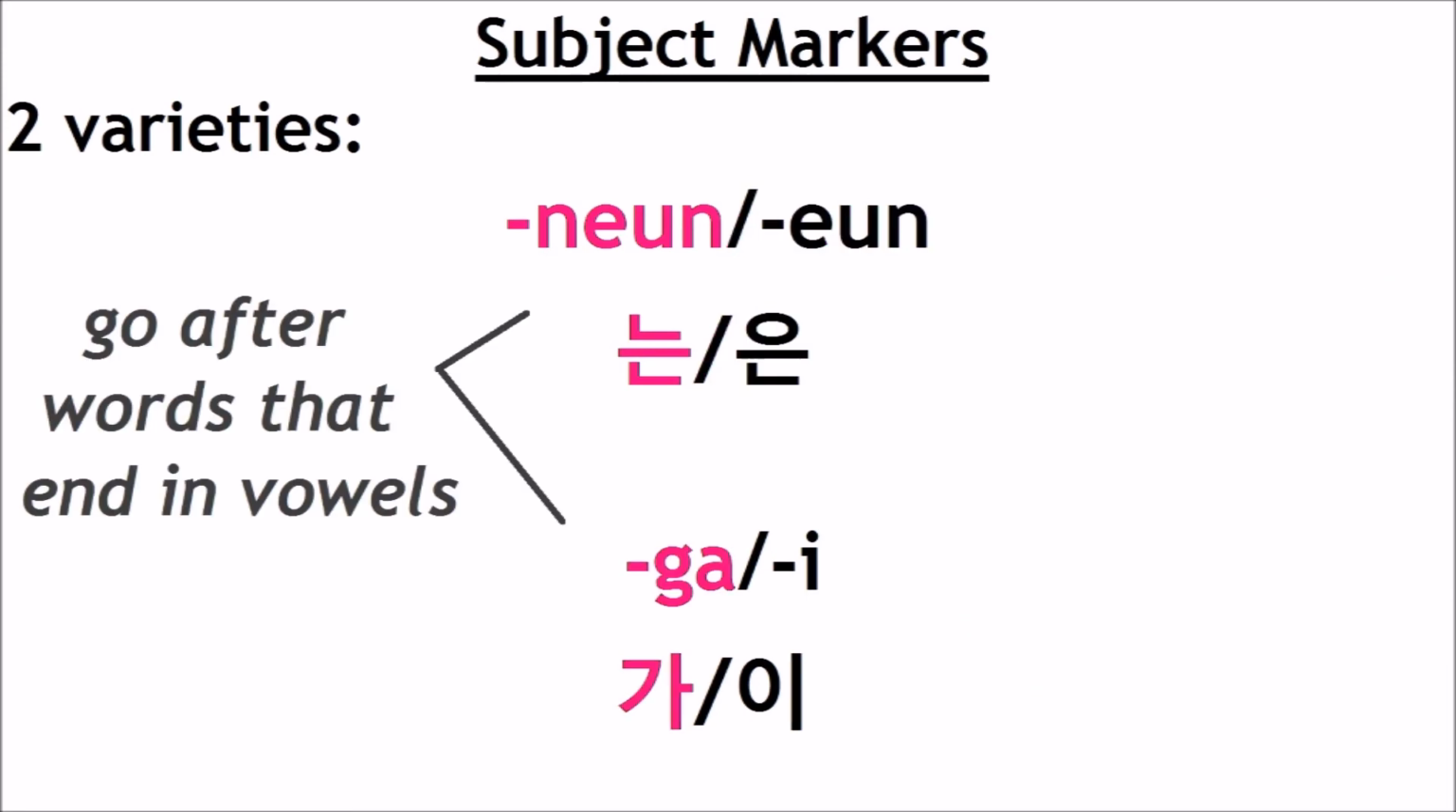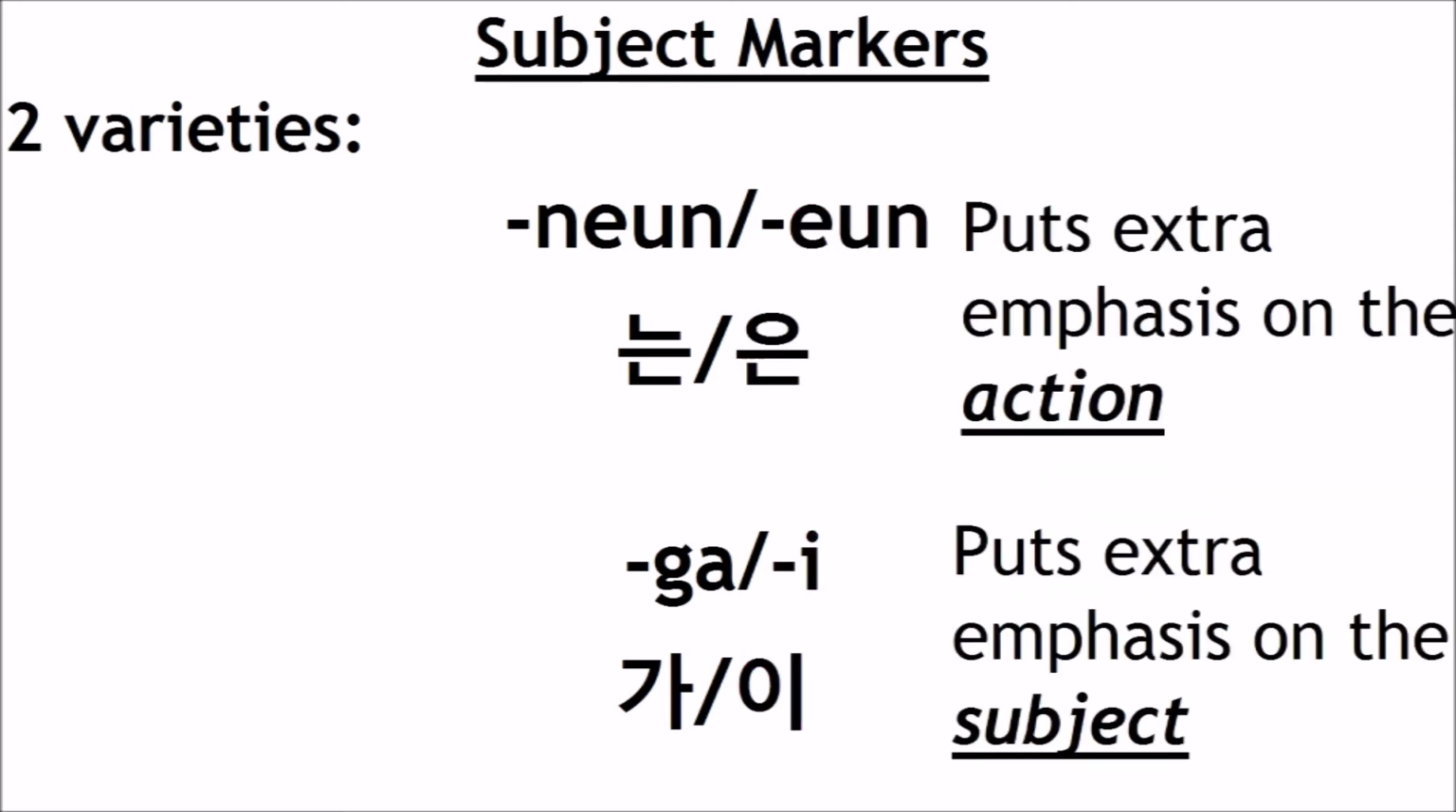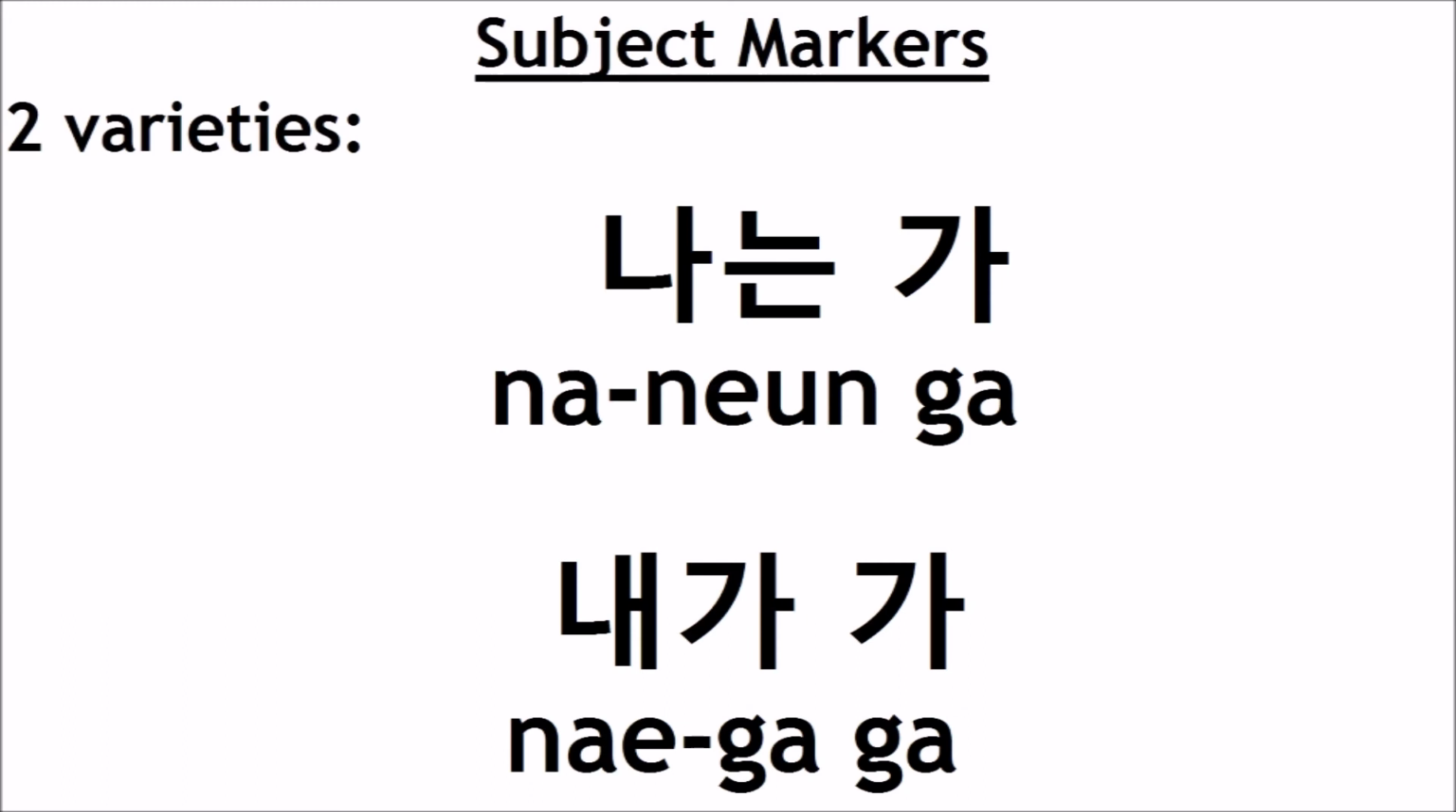Subjects that end in vowels get either a nun or a ga subject marker, and subjects that end in consonants get an un or e subject marker. We learned about subject markers in the last lesson. If you saw that, then this is review. Let's use our example ga to illustrate how we use these subject markers. Nanen ga, nega ga. Both of these sentences mean I go.